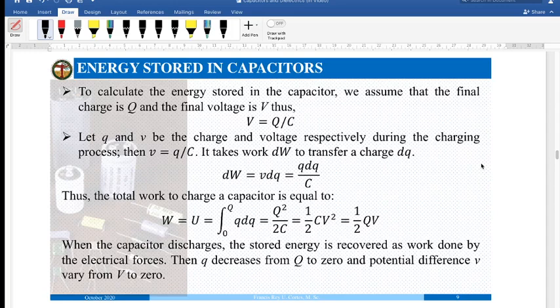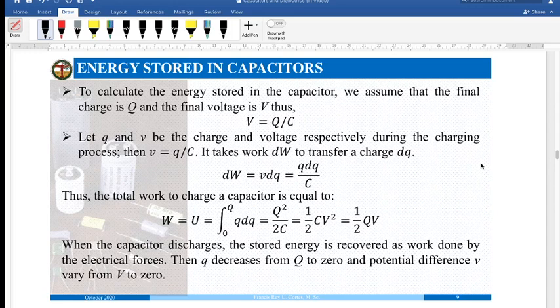So how do we calculate the energy stored in the capacitor, okay? The capacitor is in a charging state, meaning that at first it is uncharged, so the net charge of the two plates is equal to zero.